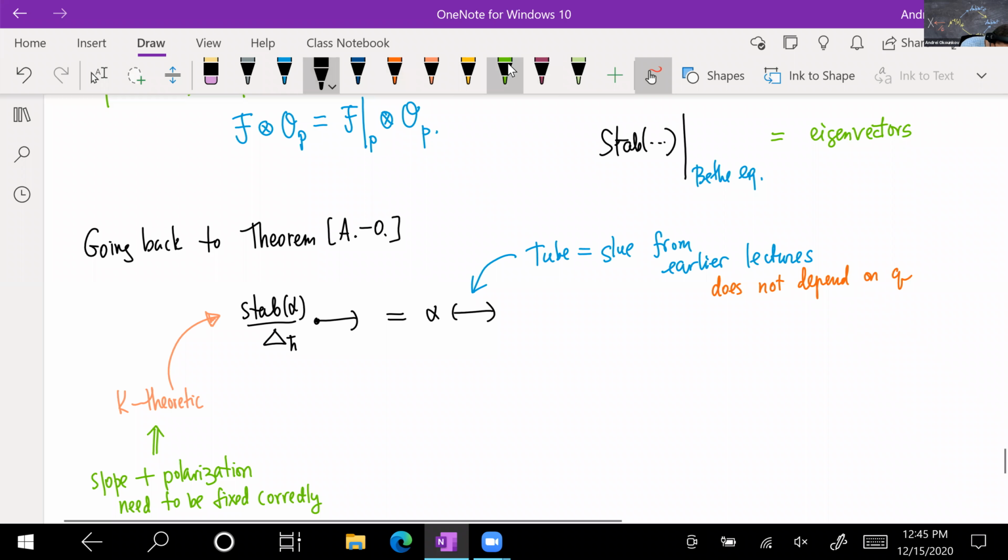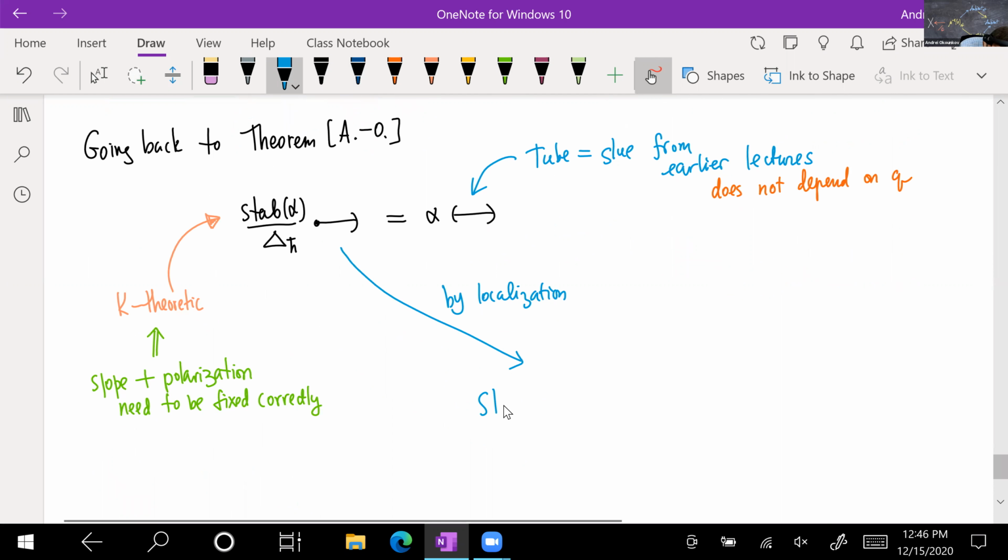So first of all, this part is by localization. What would localization look like? Localization would look like that. So then you take this stab over that thing, and then you take a non-singular condition at infinity. So there will just be some edge terminal localization.